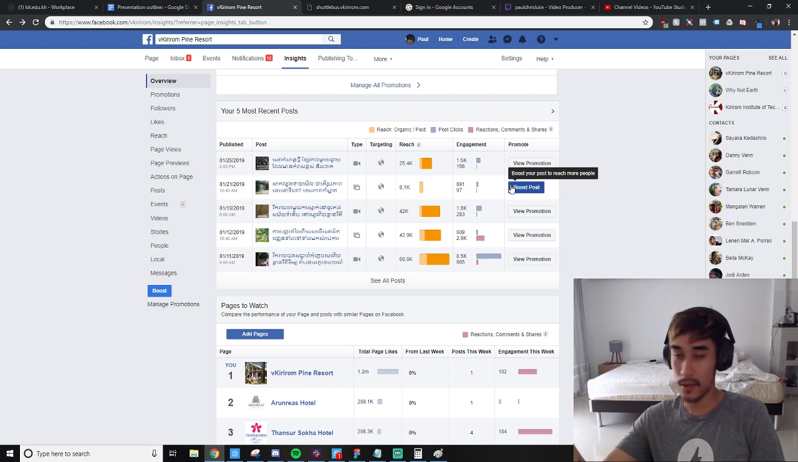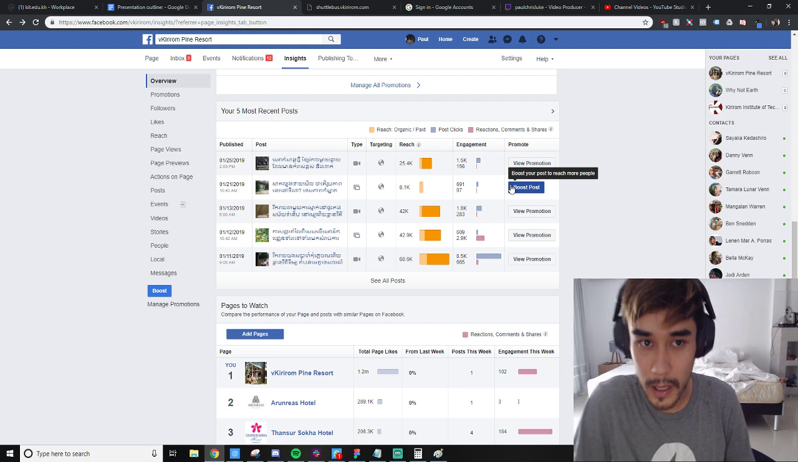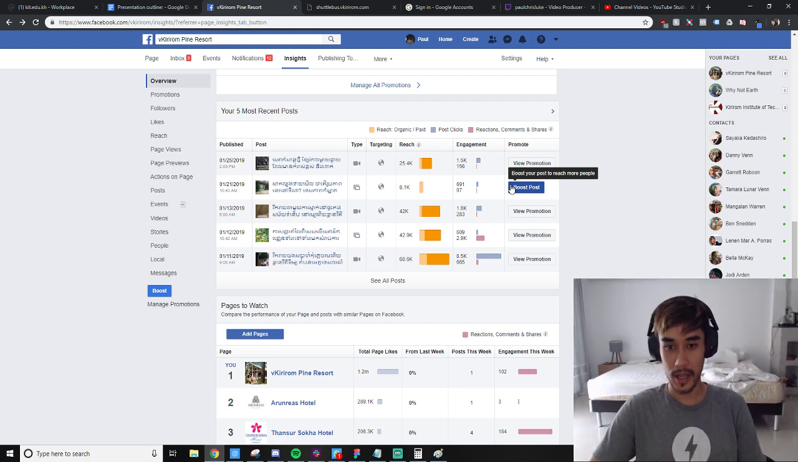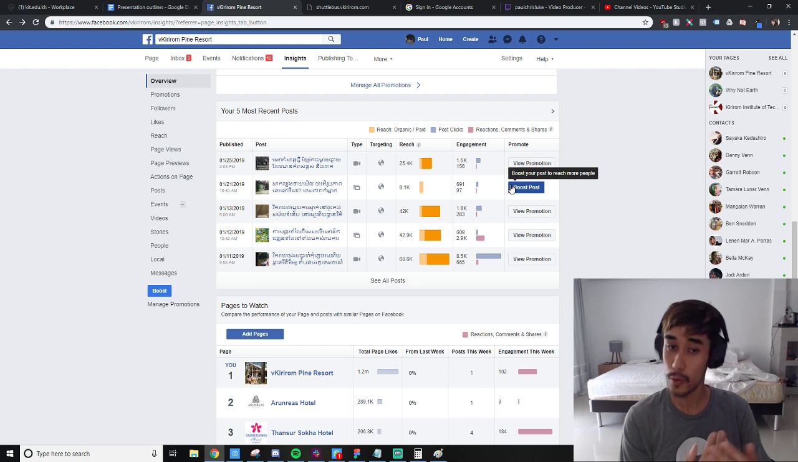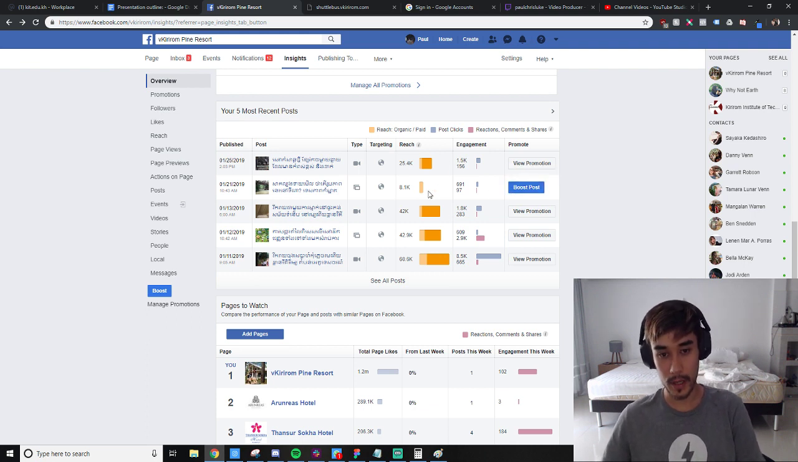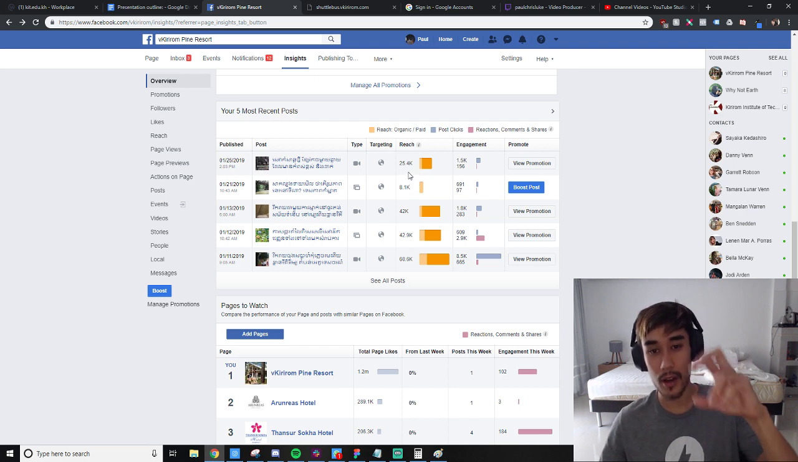Facebook, Google, all these ad networks, they're built to make you spend money on their platform. That's their whole business model. So they're built to encourage you to spend money on their platform, and it behooves them to show you data that encourages you to spend money. If I was just looking at a cursory glance, I would certainly knee-jerk boost this post because it's underperforming. But performing means nothing. It's under-reaching, but reach is a made-up word.